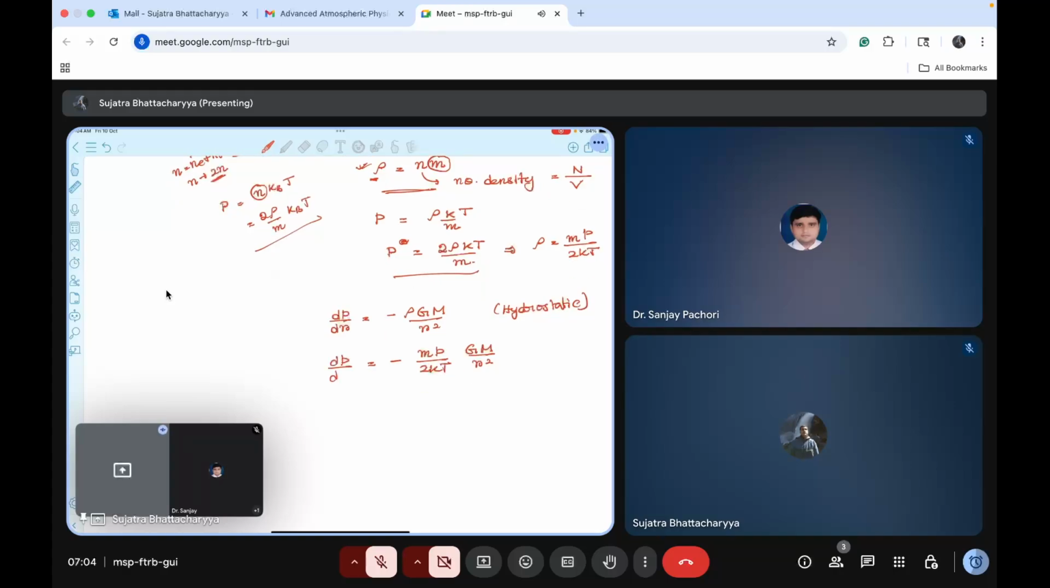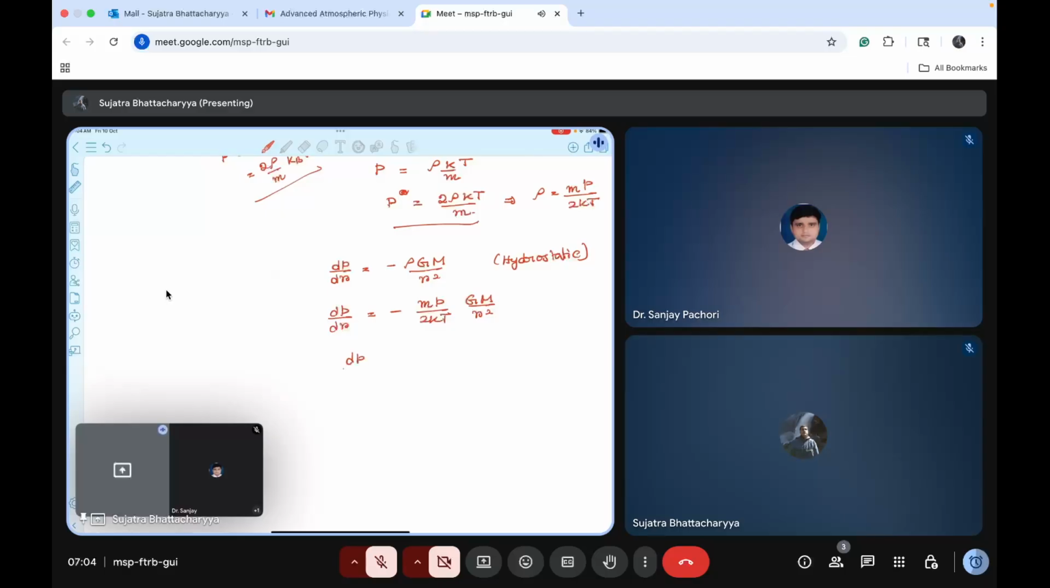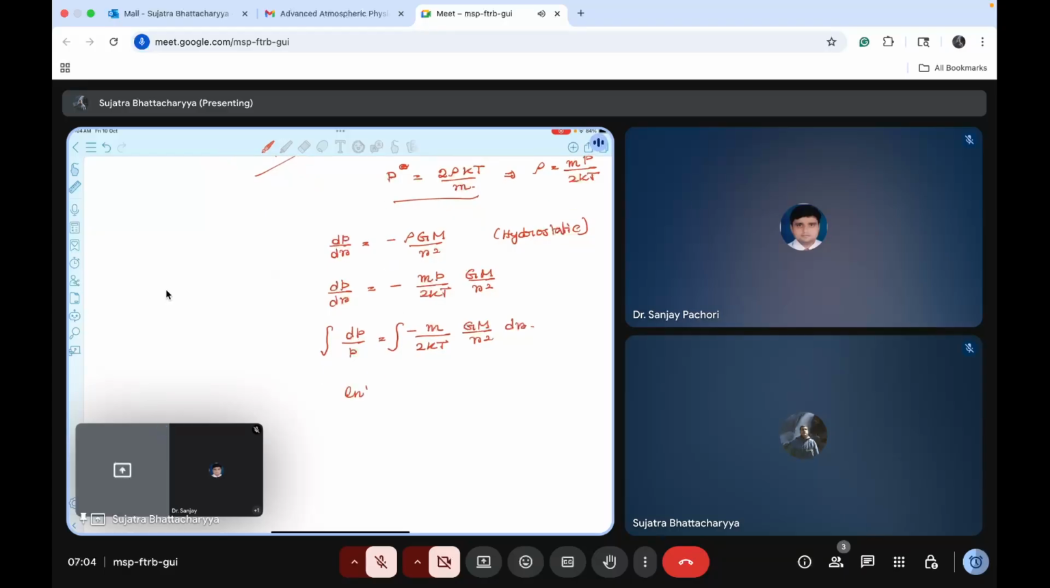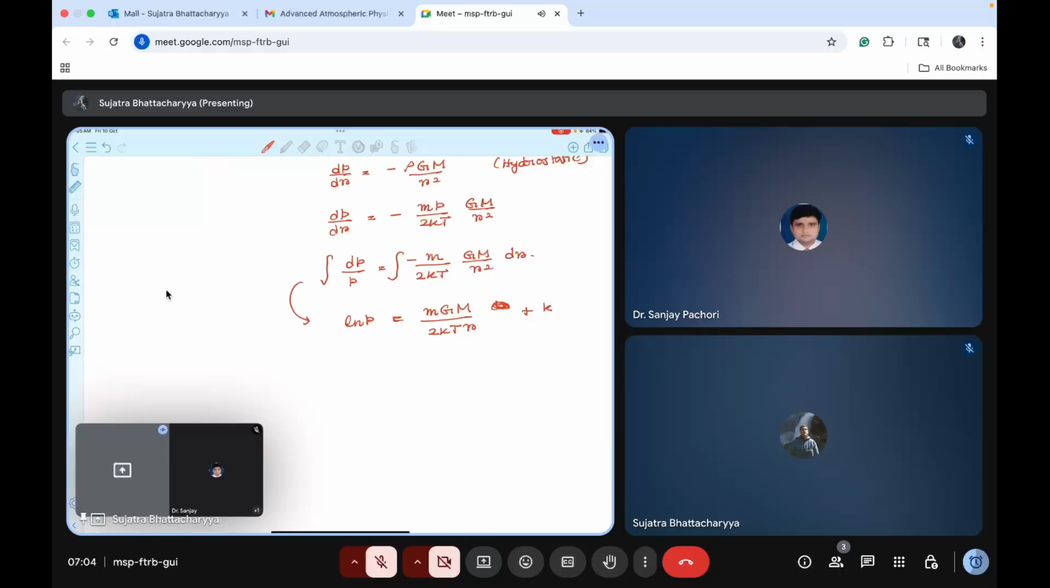Next is very simple. You just have to do some integration. So dp by p is nothing but minus m divided by 2 kT GM by r squared dr. That's all. You just integrate it, and let me just write the expression. It will be log p is equal to m G capital M, that is the mass of the sun, divided by 2 kT, dr by r squared. So dr by r squared will be 1 by r, plus some constant. This is what you get when you integrate it without any limits, because that's why the constant comes.